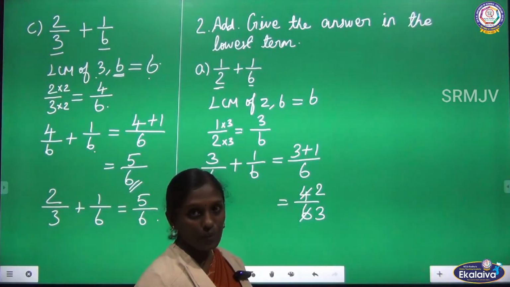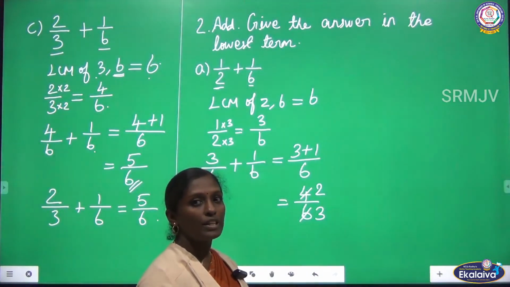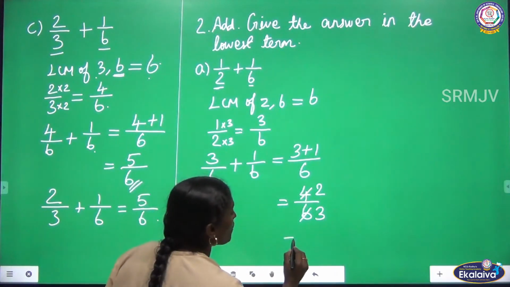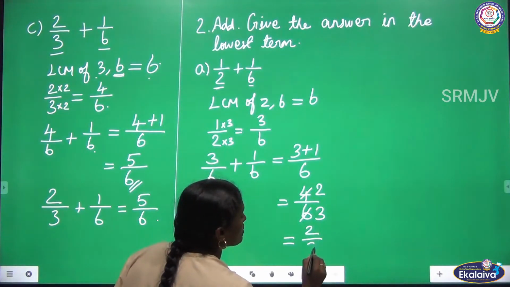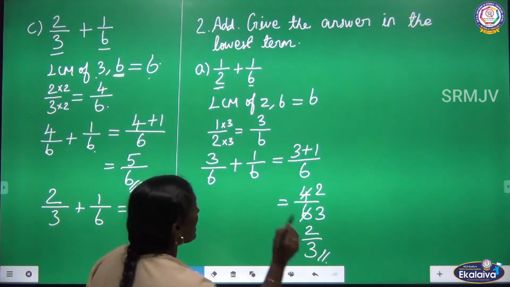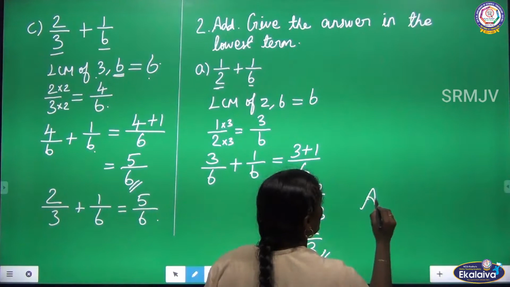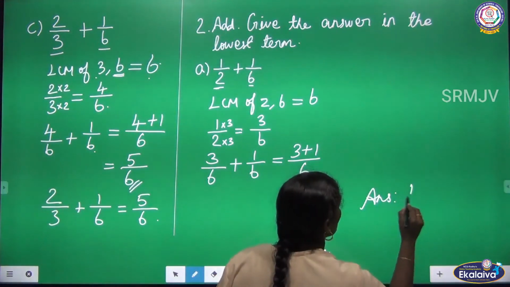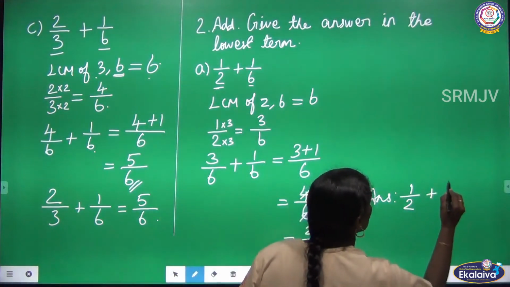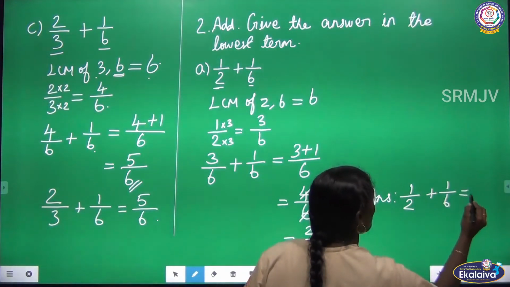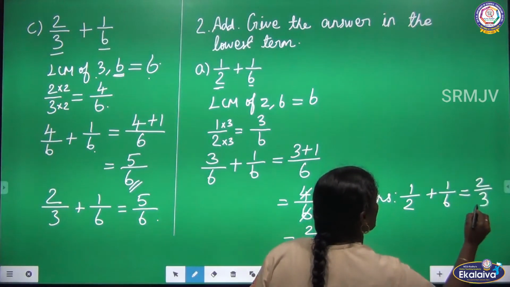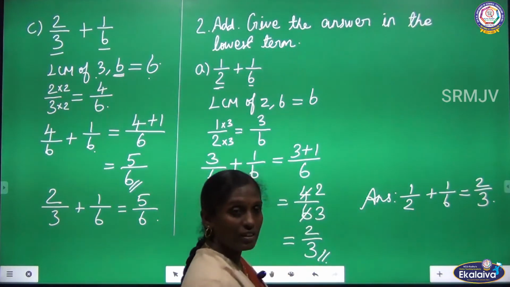2 and 3 are prime numbers, so no other possibilities to reduce again. So 2 by 3 is the lowest term. So 2 by 3 is the answer. So what is the answer? The given question is 1 by 2 plus 1 by 6 is equal to 2 by 3. Is it clear, children?